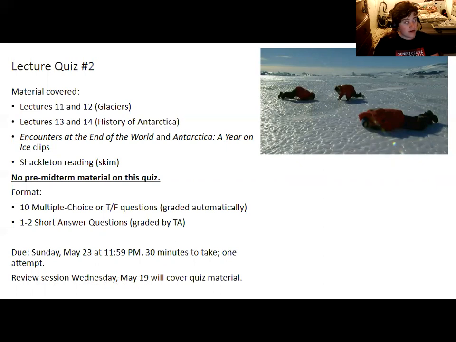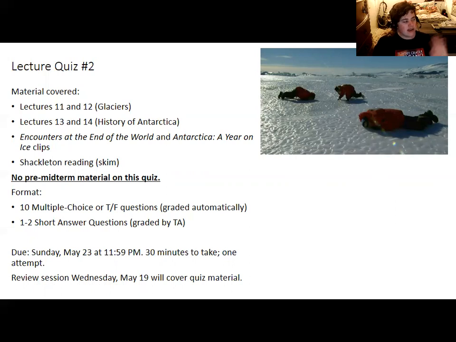And nothing that we covered before the midterm will be explicitly tested on for this quiz, nor will lectures 15 and 16. So you don't need to worry about reviewing pre-midterm material for this. Review lectures 11 through 14, and remember that on the past quiz the short answer questions had a fair bit that was related to the articles and the videos. So expect similar questions to show up related to Encounters at the End of the World or the Shackleton reading.